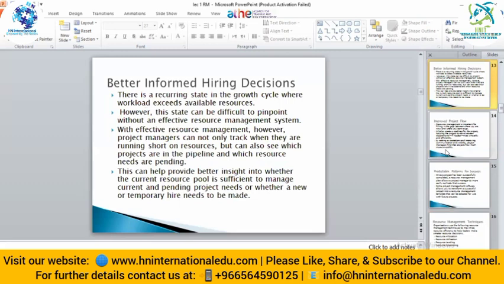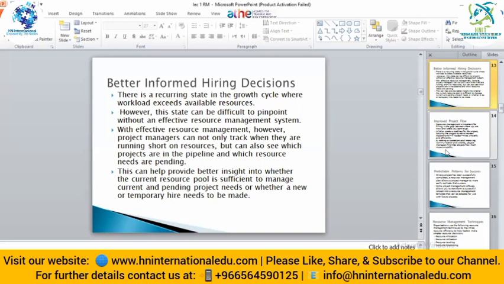Better informed hiring decisions. There is a recurring state in the growth cycle where workload exceeds available resources. We have not planned, or there is some flaw in our management. So sometimes our growth goes towards the decline phase, and the employees are not satisfied and they are overloaded, or we are using the machines 24/7, and that machine is overloaded by the work, and by overutilization of that resource, we are reducing the age of that machine. So we have to think about all these things.